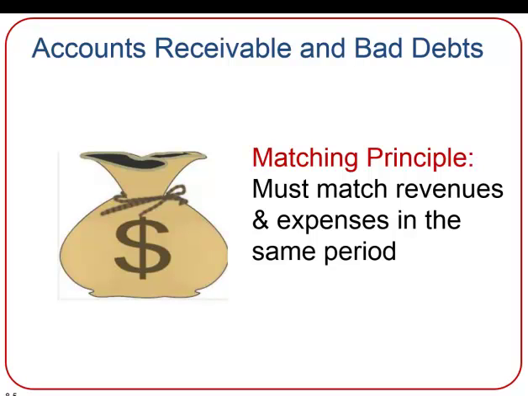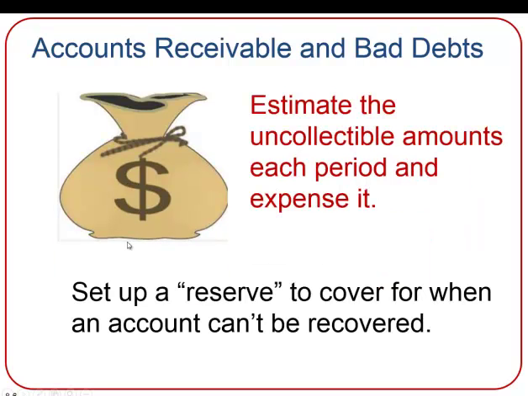What it means is that we must match our revenues and expenses in the same time period in which they are incurred. So if we record a sale in a time period, its corresponding expense has to be recorded in the same period. Therefore, we have to estimate how much of the sales are uncollected each period and then expense that amount in the same period. That way we have our revenues and the associated expenses, in this case uncollectible amounts, in the same period. That expensed amount we'll put into an account to act as sort of a reserve in case down the road we confirm that our customers won't or can't pay.